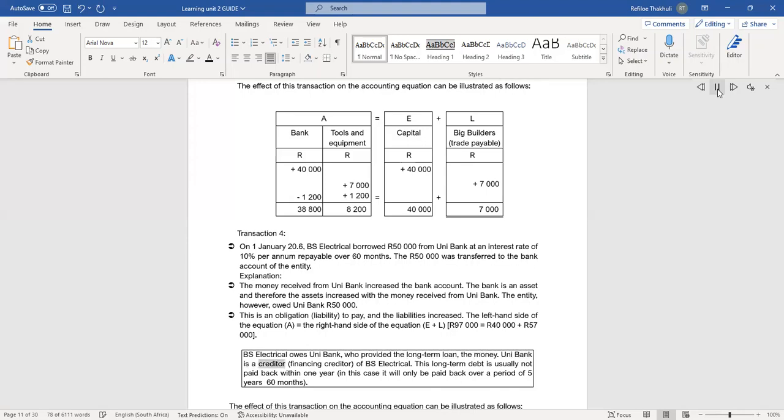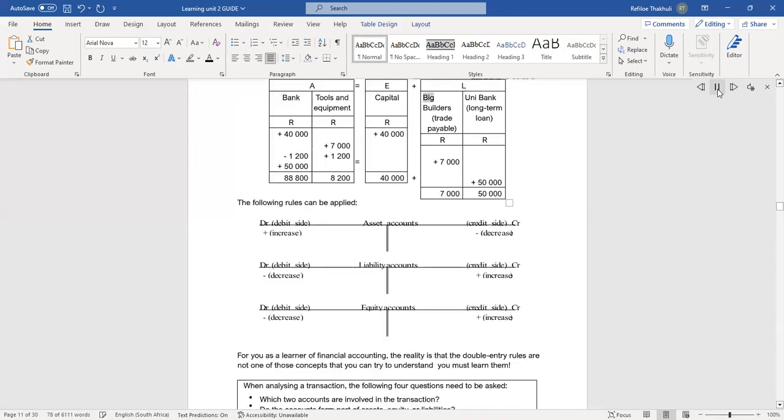Unibank is a creditor, a financing creditor, of BS Electrical. This long-term debt is usually not paid back within 1 year. In this case it will only be paid back over a period of 5 years, 60 months. The effect of this transaction on the accounting equation can be illustrated as follows. L. Big Builders. Trade payable.